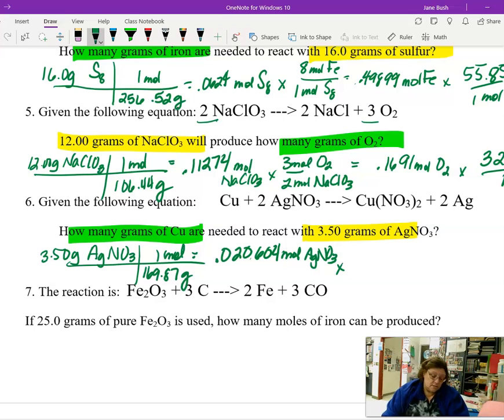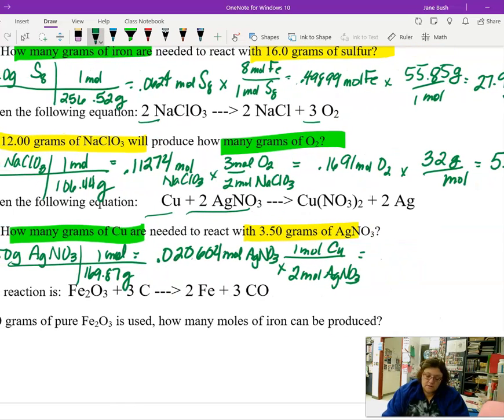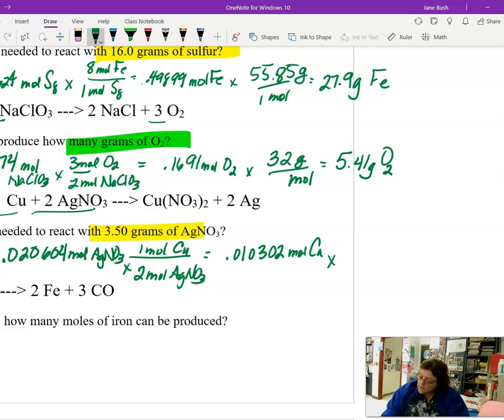Next step is the mole ratio. 2 silver nitrates will react with 1 copper. 2 moles AgNO3, 1 mole of Cu. That gives us 0.010302 moles of copper. The molar mass of copper is 65.33 grams in 1 mole, and that comes out to 0.655 grams.